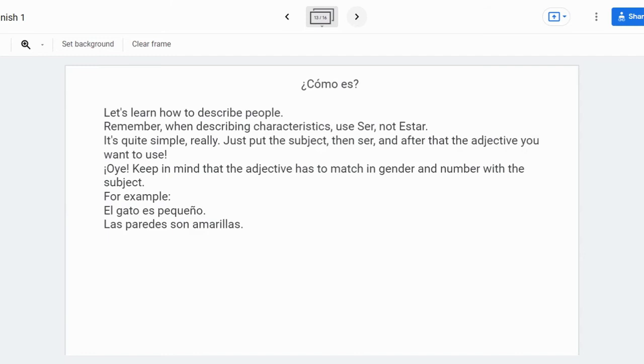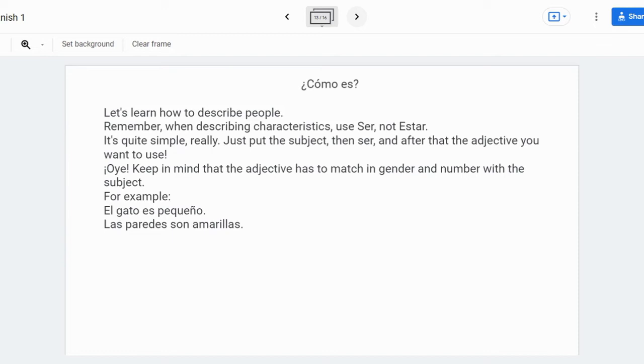Let's learn how to describe people as well. Remember, when you're describing characteristics, use ser, not estar. Stress, ser, not estar. Estar is thrown out the window. Don't use it right now. However, it is quite simple, really. Just put the subject, then ser, and after that, the adjective you want to use. Oye, keep in mind that the adjective has to match in gender and in number with the subject.